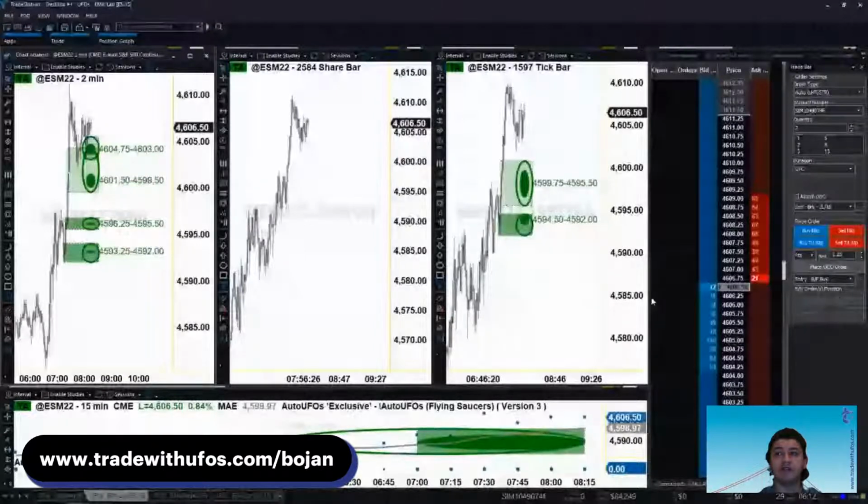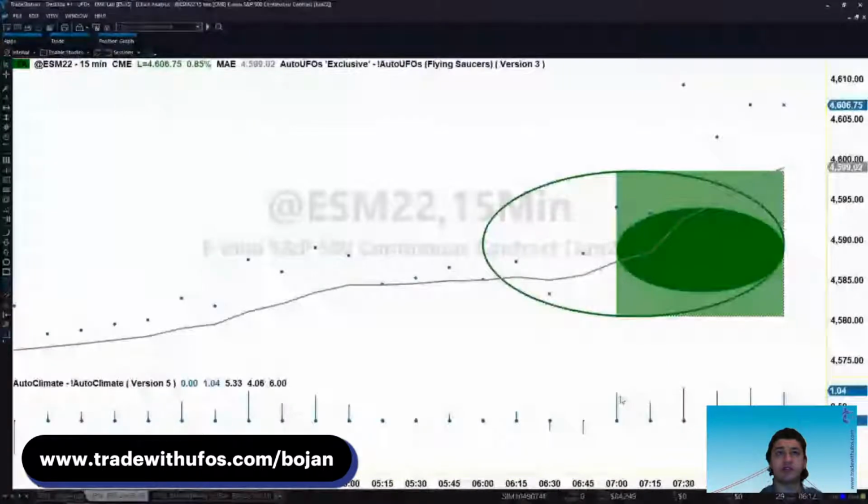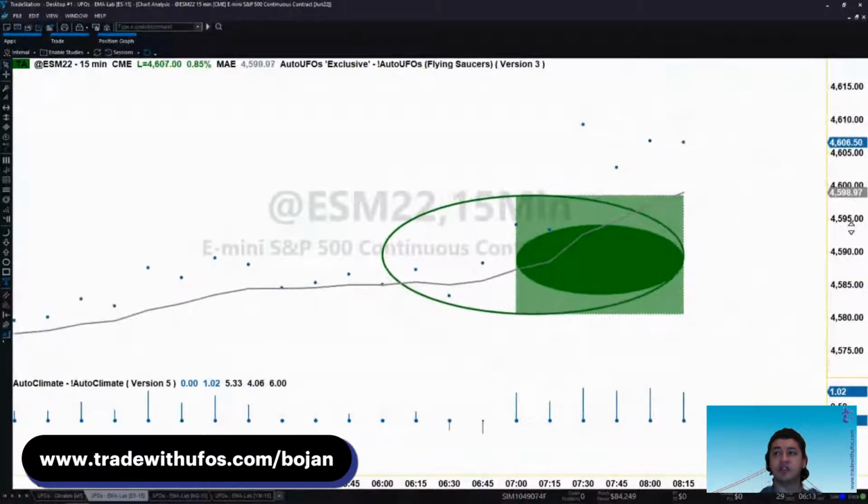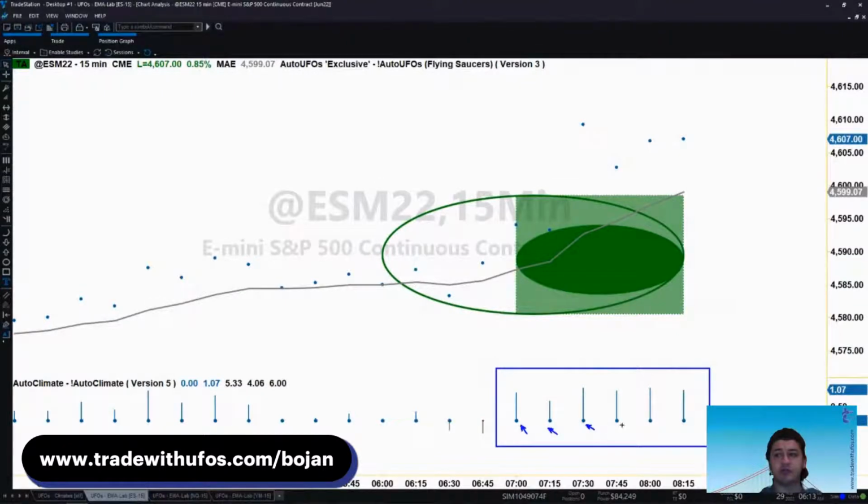So first things first, we have the bottom screen here, and I'm just going to maximize this. This is the auto UFO, auto climate screen. What this shows us is a couple of things. Number one, it confirms what we were seeing on that radar screen, right? That we have 1, 2, 3, 4, 5, 6 up 15-minute increments out of typically 6. Okay, so this will become hopeful in the next few minutes.